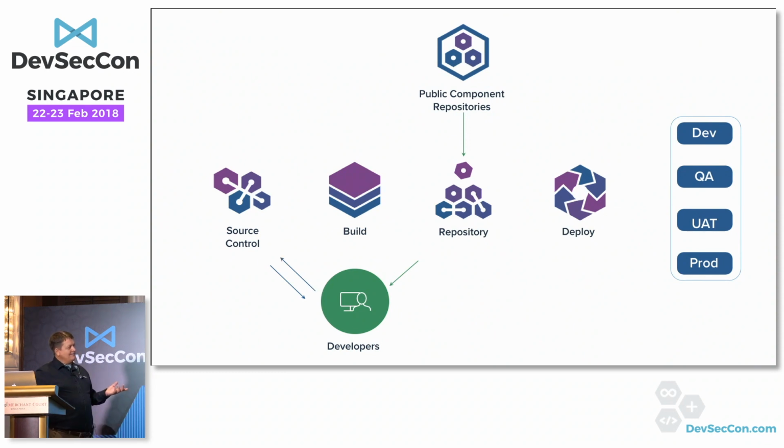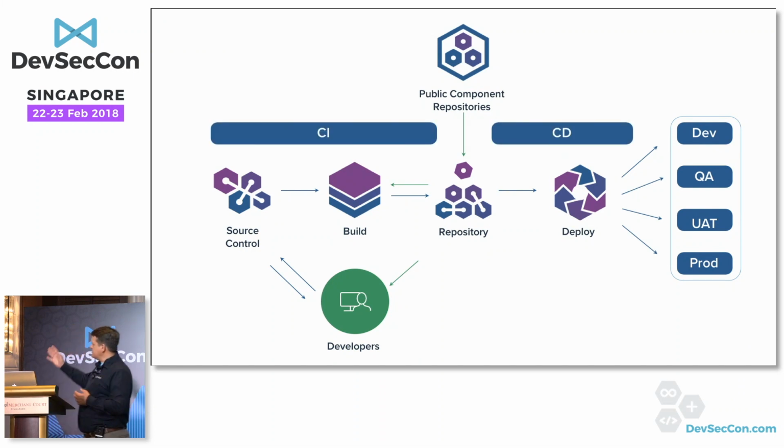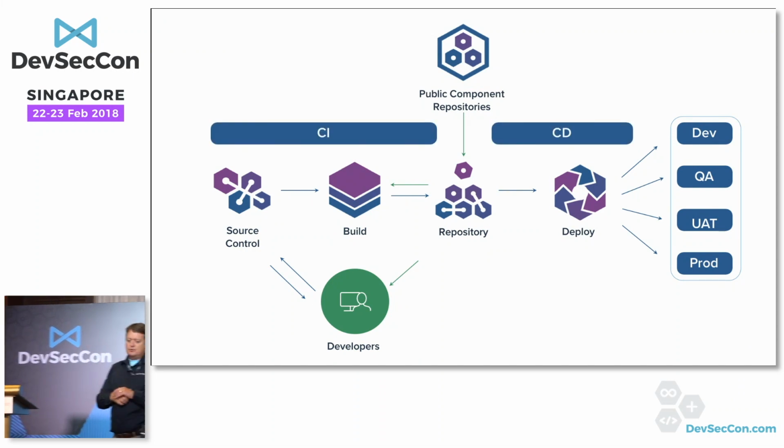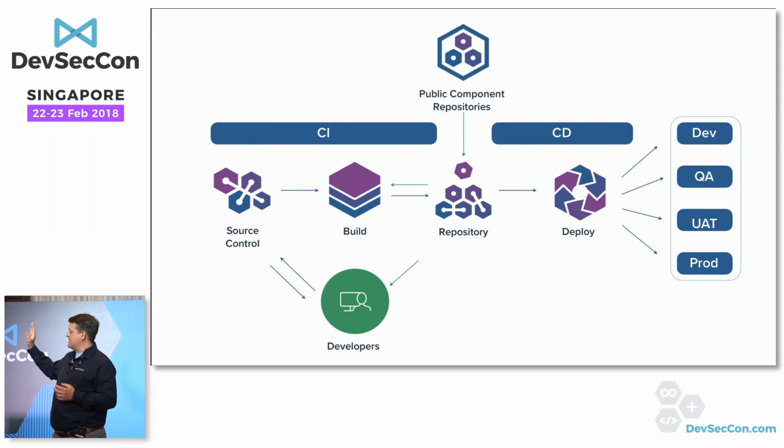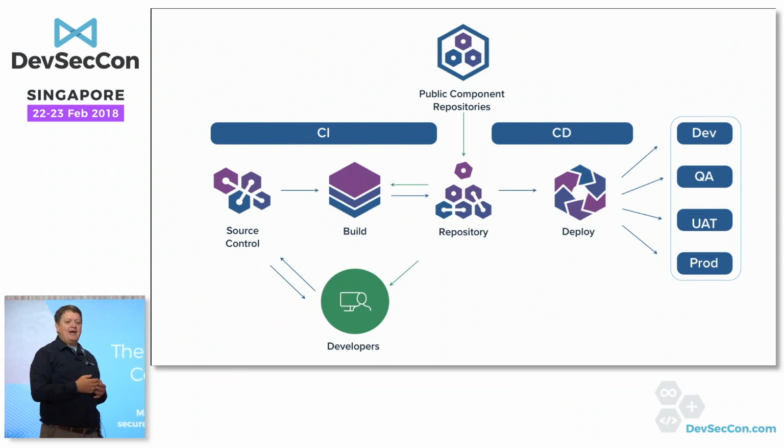When they do a check-in, that will issue a build, which will bring in the same libraries from the repository manager. That will then push their builds into the repo. Then they deploy from there into their different environments. So this is what we call a DevOps or DevSecOps toolchain. It's continuous integration and continuous delivery. This architecture is very, very powerful. Quite simple, but very powerful.